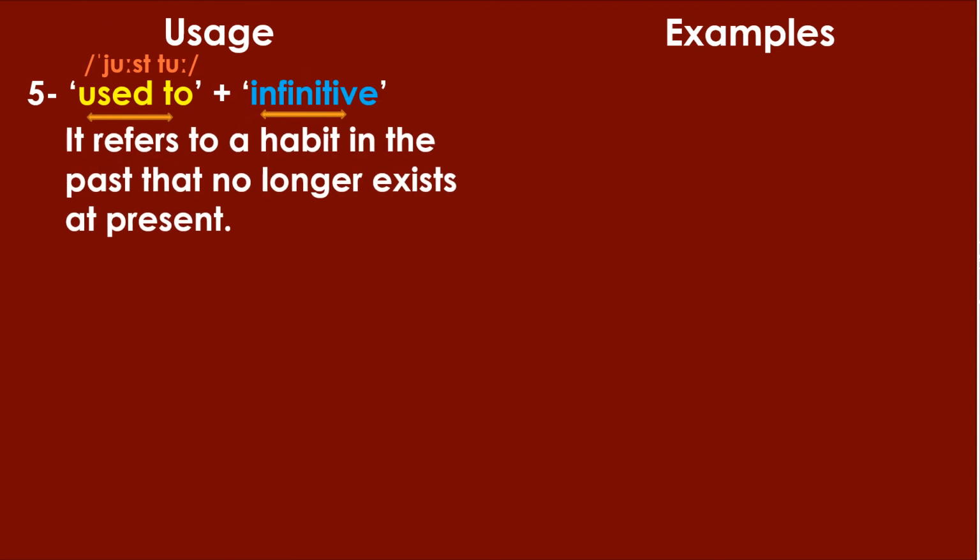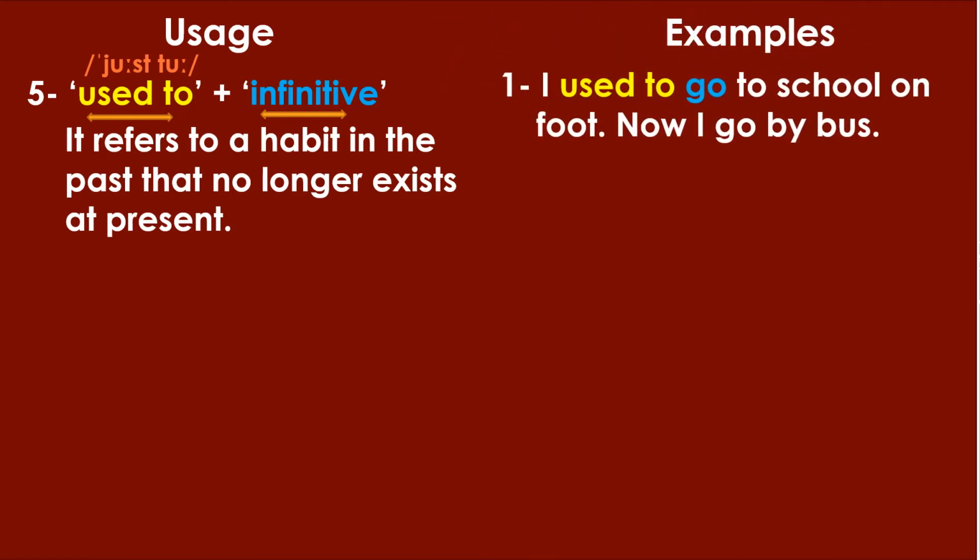Okay, used to refers to a habit in the past that no longer exists at present. هي بتشير إلى عادة كانت موجودة في الماضي ولم تعد موجودة في الوقت الحاضر. For example, I used to go to school on foot, now I go by bus. I used to go, here this is the infinitive, كنت معتاد الذهاب إلى المدرسة سيرا على الأقدام now I go by bus والوقت بروح بالباص.